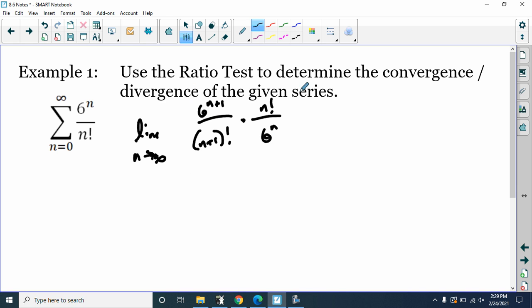Absolute value we don't necessarily need to worry about here because we don't have an alternating part. If you do have an alternating part, that's just going to get rid of the alternating part.